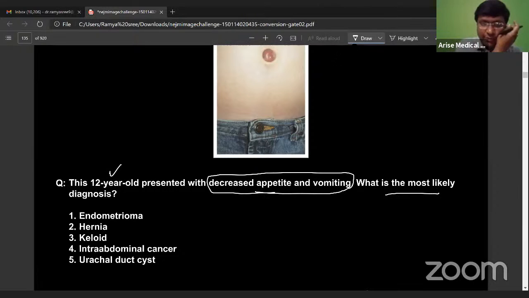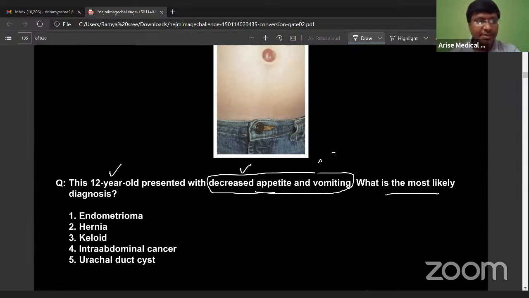So the history is also very important in this. What is the history telling you? Decreased appetite as well as vomiting. So can anyone tell me what this image which has been given to you is? Right. So the answer here is intra-abdominal cancer.